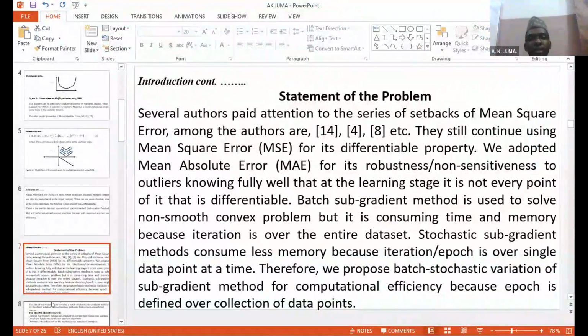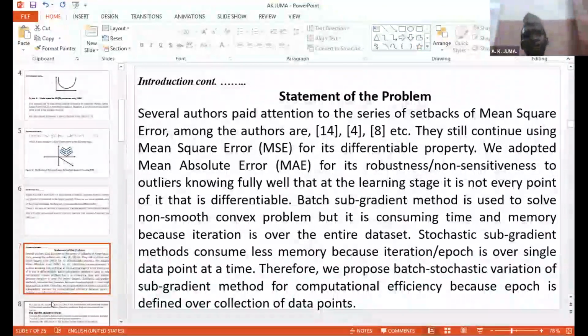But MAE is less sensitive to outliers, though it has non-differentiable properties. So we said we want to develop a batch-stochastic sub-gradient method. Batch sub-gradient is a non-smooth convex problem, but it is time-consuming.